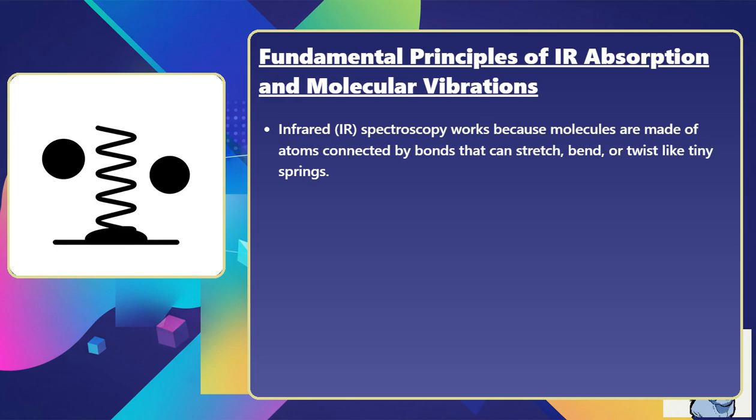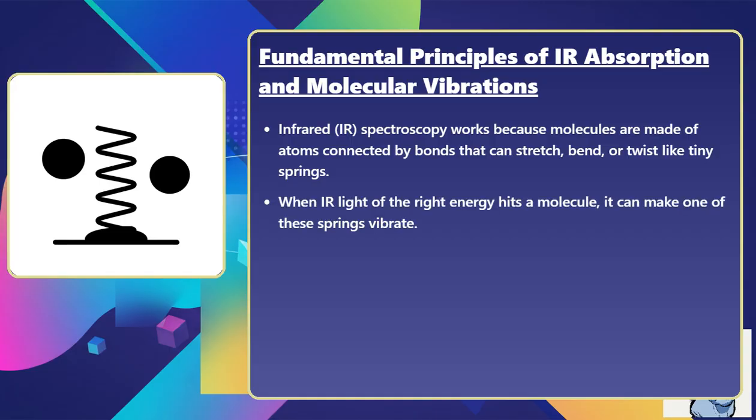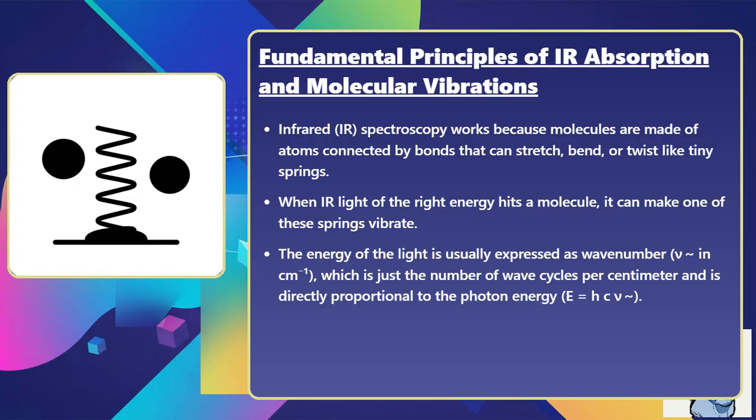Infrared (IR) spectroscopy works because molecules are made of atoms connected by bonds that can stretch, bend, or twist like tiny springs. When IR light of the right energy hits a molecule, it can make one of these springs vibrate. The energy of the light is usually expressed as wave number ν in cm⁻¹, which is just the number of wave cycles per centimeter, and is directly proportional to the photon energy, E = hcν.